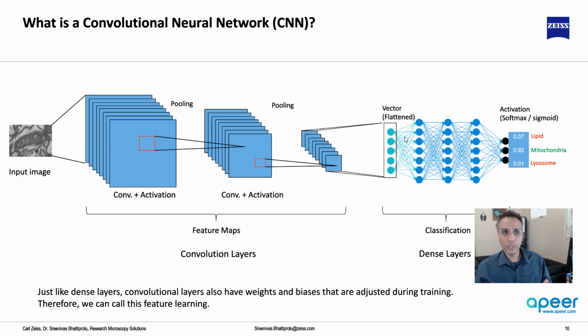This part we just talked about. We know exactly what that is. And finally, you apply some sort of an activation, and then you get the probabilities of this input image being a mitochondria or lipid or a lysosome. So now if you look at this part, this is all feature maps.